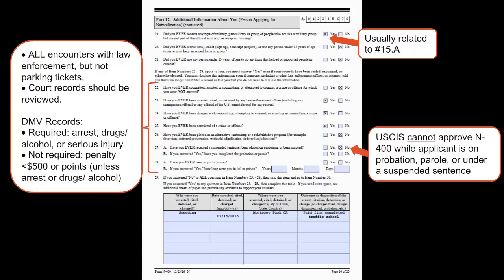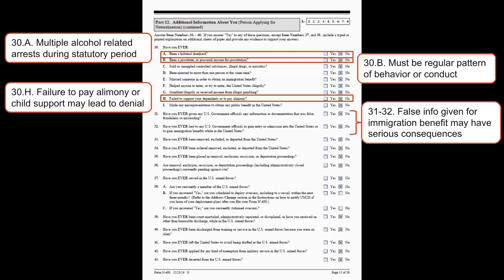But for the most part, common traffic offenses do not require obtaining a DMV record if the penalty is less than $500, or they only receive points on their record as a result of the offense. Part 12 continues with a series of questions that relate to an applicant's good moral character, another requirement the applicant must show to qualify for citizenship.